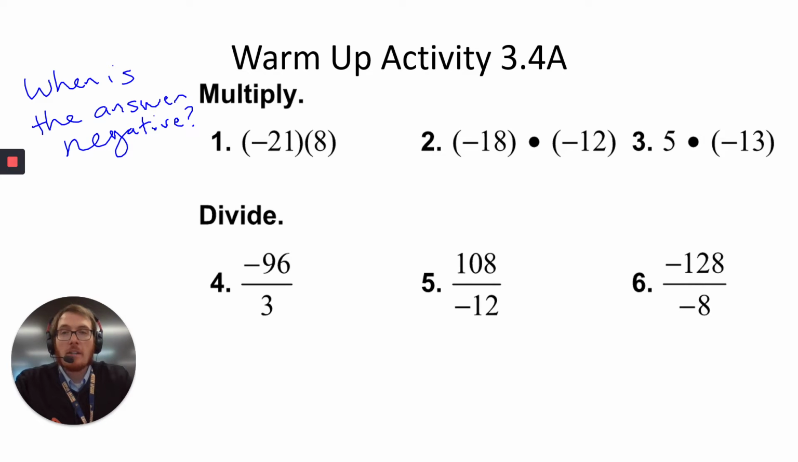First thing that I want to look at is just making sure we're clear when answers are negative. Remember when you multiply one negative times one positive, that'll be a negative answer, whereas if you multiply two negatives together, it will be positive. Also remember that fraction bars are just division questions. So if you take 108 divided by negative 12 for this fraction bar, then the answer would be negative.